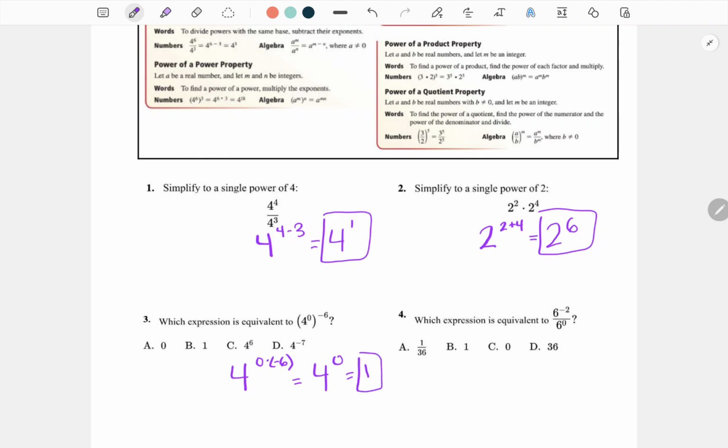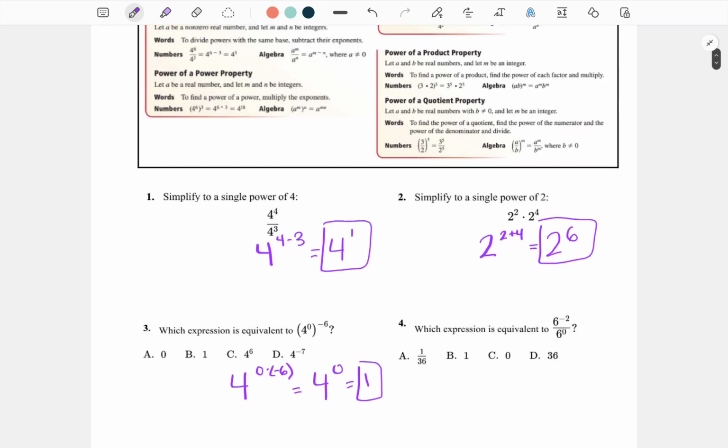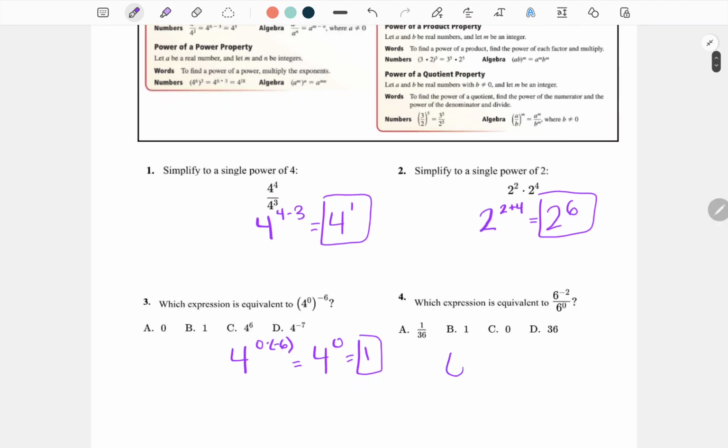And for number 4, we have another quotient. So we're going to use the quotient of powers property, which means we're going to keep the base the same as 6. We're going to subtract negative 2 minus 0. Negative 2 minus 0, or anything minus 0, is just itself. So that would be negative 2.